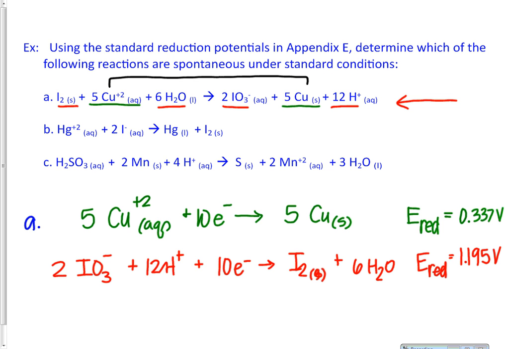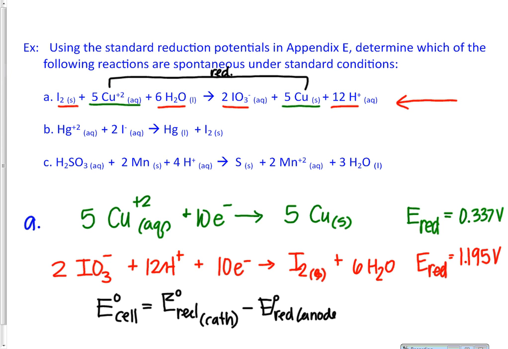The copper is really the one being reduced. So that's the one that's happening at the cathode. Reduction always happens at the cathode. So remember, for each cell, I'm always going to look up the reduction potentials for the cathode minus the reduction potential for the anode.